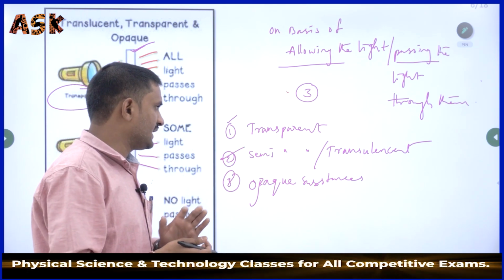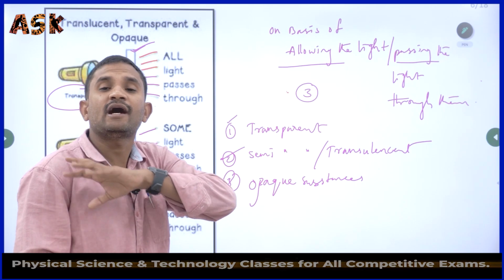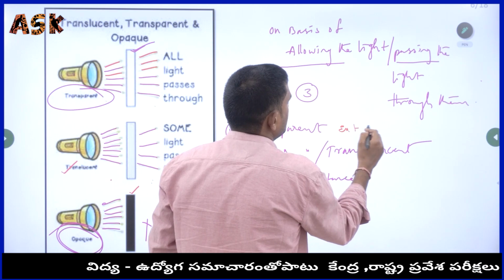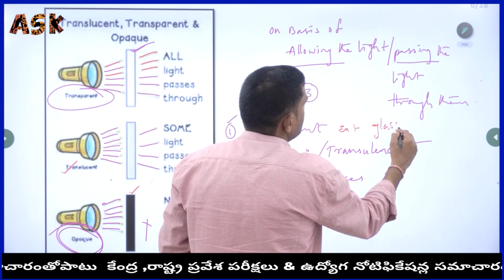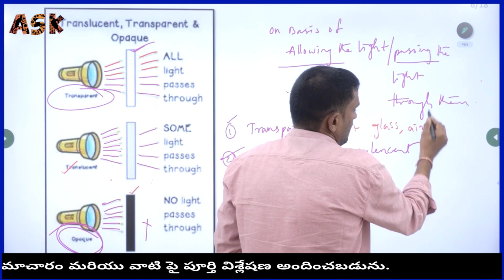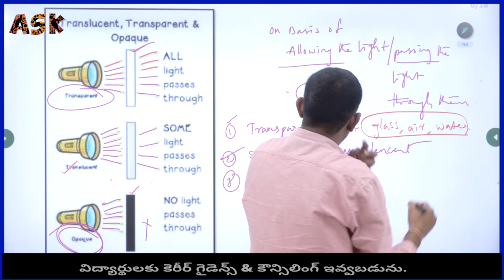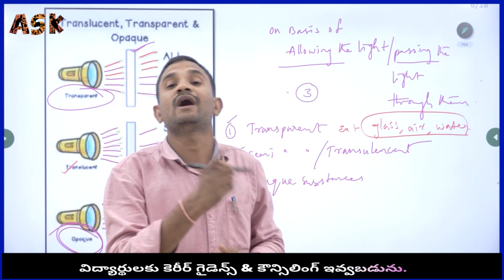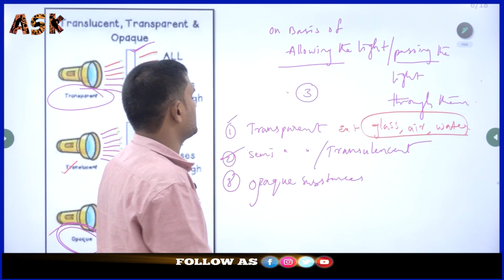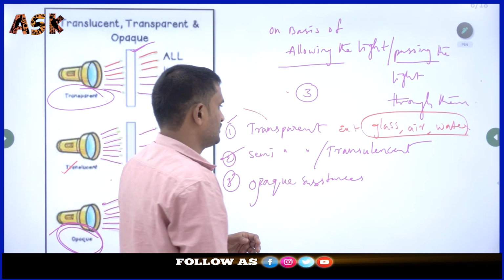Sir, what are the examples for transparent materials? Transparent material means it can allow the complete light. Just observe your everyday life, that is nothing but a glass. When light rays are incident on glass, air and water, they can completely pass from one side to another side. That's why glass, air and water we consider as transparent materials.